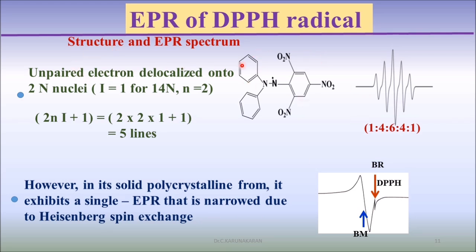Let us see the structure of DPPH. The unpaired electron is delocalized over two nitrogen atoms. Therefore, I equal to 1 for nitrogen 14. There are two nitrogen atoms, 2nI plus 1, so there are 5 lines with the intensity ratio as obtained here. It is very, very important, and this question was asked in CSIR or GATE. DPPH is a field marker. Since the g value for DPPH is 2.0023, it is known. Therefore, the g value for a copper complex, iron complex, or any free radical can be calculated using this as a reference compound.